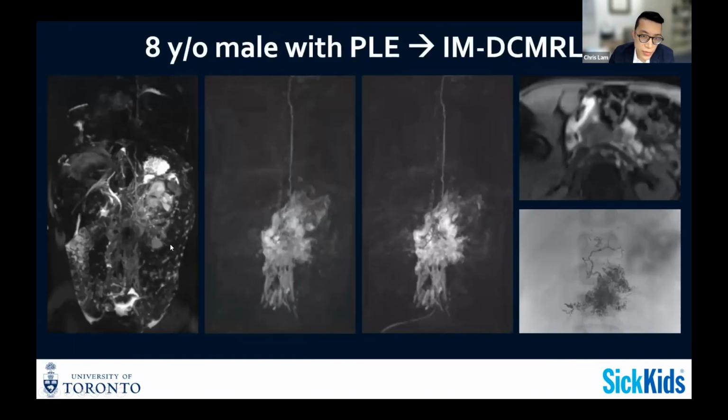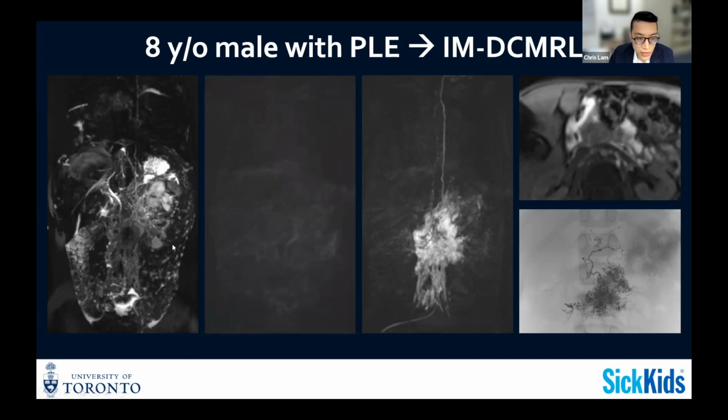Here's a case showing intramesenteric DCMRL in a patient with PLE. In this case, the collaterals were more from the mesenteric side than from the hepatic side. You can see on the anatomic imaging the abnormal mesenteric lymphatics. Injection of gadolinium into the mesenteric lymphatics shows a leak of contrast directly into the duodenal lumen here, again completely filling the proximal duodenal lumen. And then here we try to glue embolize those as well.